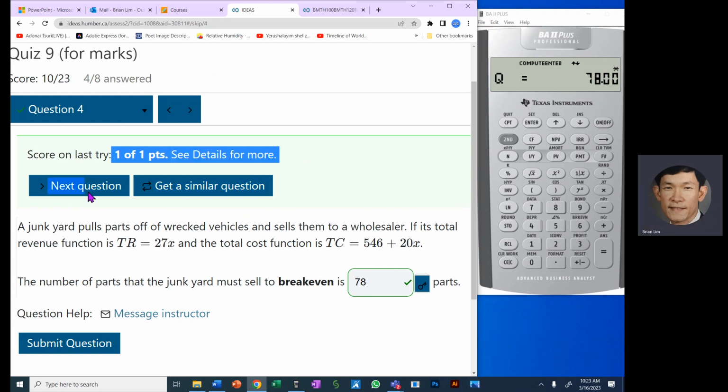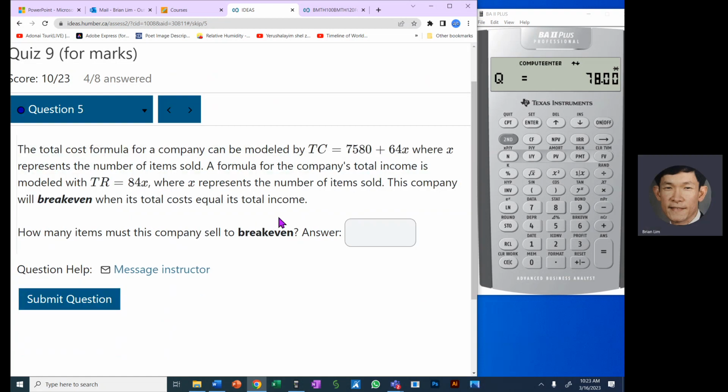All right, good. Okay, next question. There we go. Number 5, it's a similar one too. This total cost can be modeled by this total cost function, 7580 plus 64x, where x represents the number of items sold. The formula for the company's total income modeled with total revenue equals 84 times x, where x represents the number of items sold.